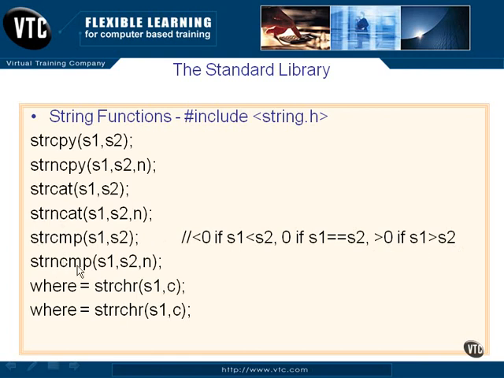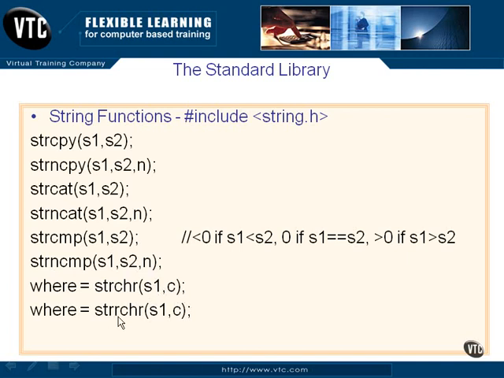String N compare compares these two strings and only goes so many characters into it, delimited by it. The number here is just an integer. Here we're looking for this character. C is a single character, not a string. We are looking for that character someplace within S1, in the length of whatever is there in S1, and we will return a pointer within S1 to that location. So we can look for a letter someplace inside an entire string.